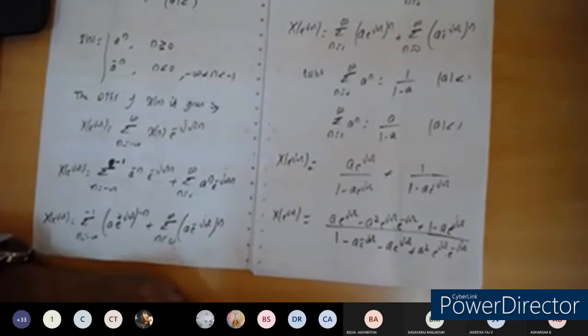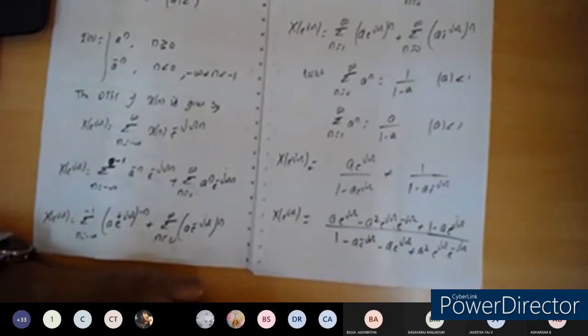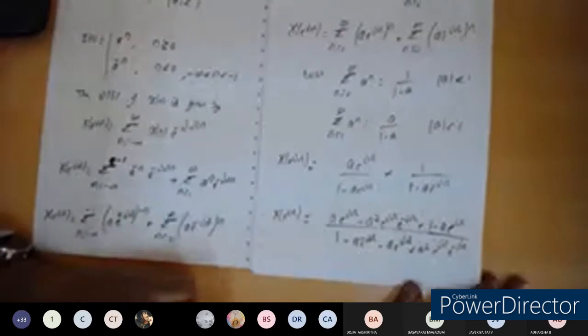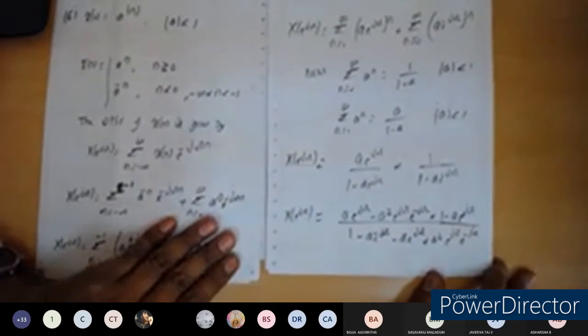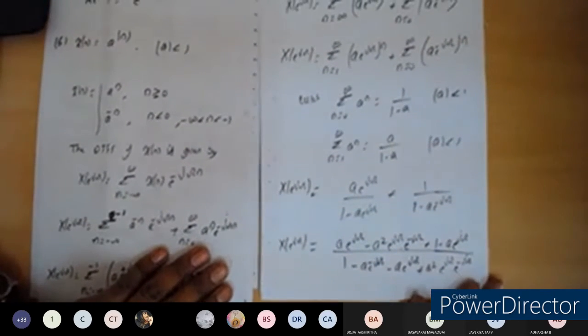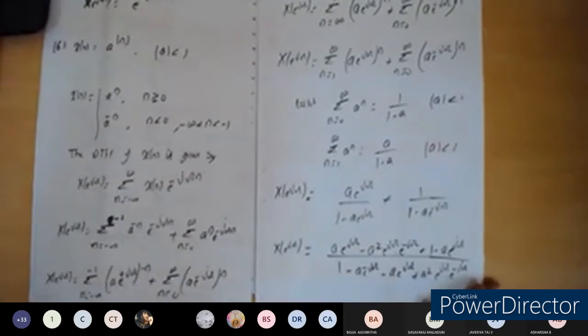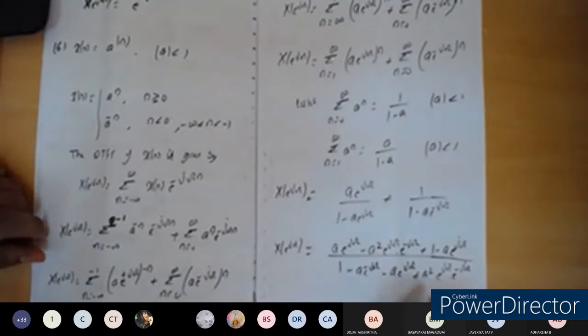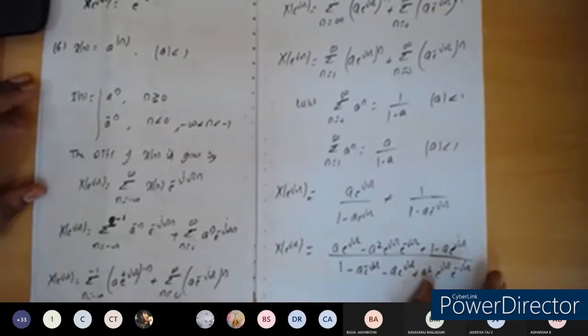Okay, take the LCM, take the equations. Done, right? Shall we go for the next step? So we'll make this a 1 here. 1 minus, we can take a common: minus a common, and e to the power of j omega plus e to the power of minus j omega will remain here. So let us do that one.